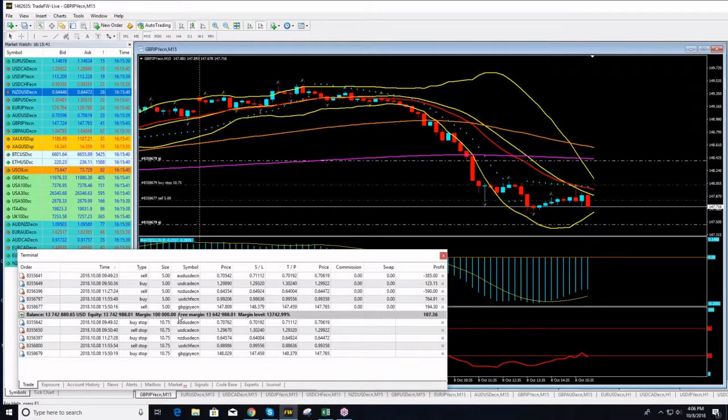I repeat, if you feel comfortable at any moment with the profits, you just close the trade and you go and have some fun. So that's all I have for the moment. 5 positions, 5 pending reversal orders. Let's see how the day will develop.